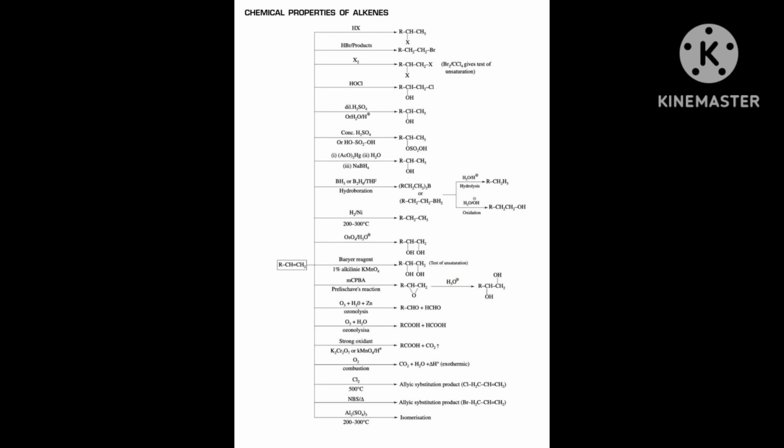Then the same thing will happen. Adjacent carbons have bromine, so both bonds will break. Both carbons will get one electron, and again the single bond will become a double bond. And the two bromines, each having one electron, will join with Zn, and it will form ZnBr2.